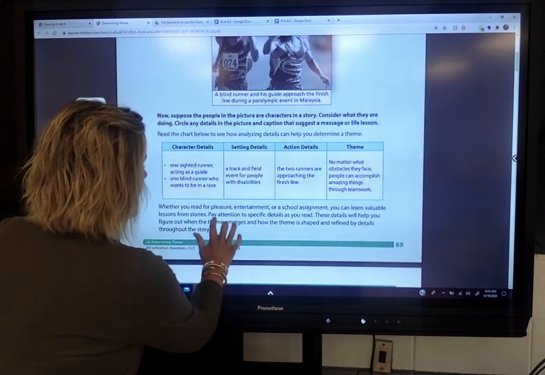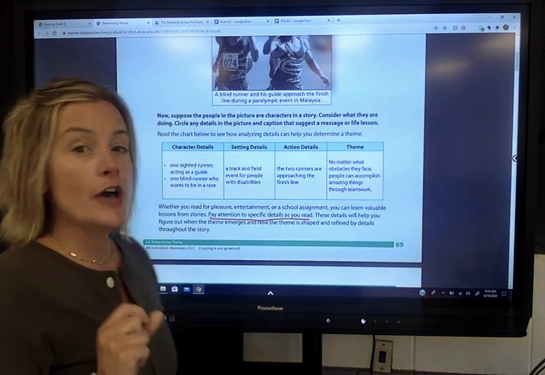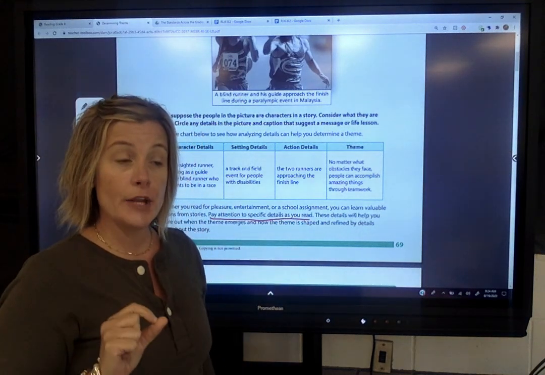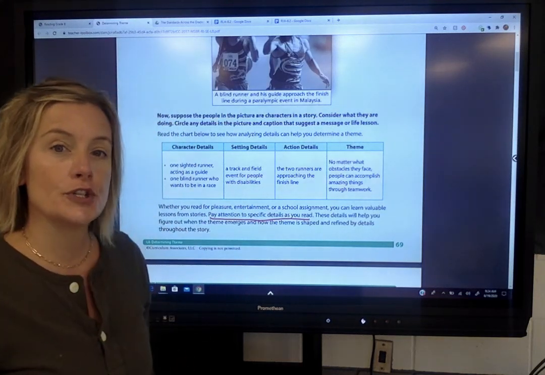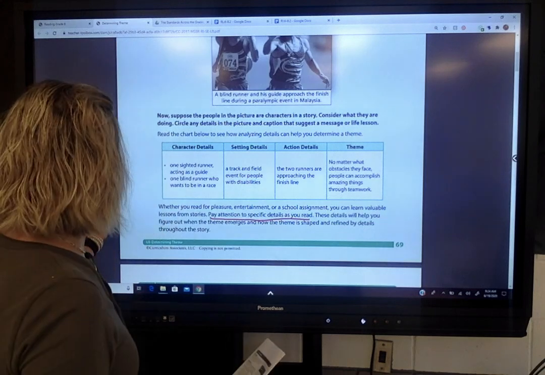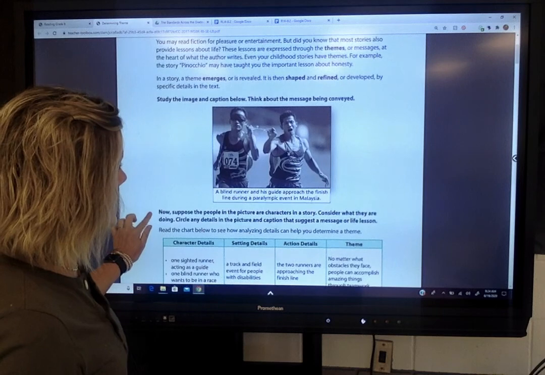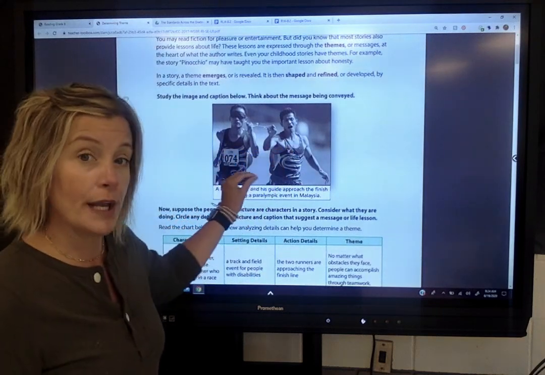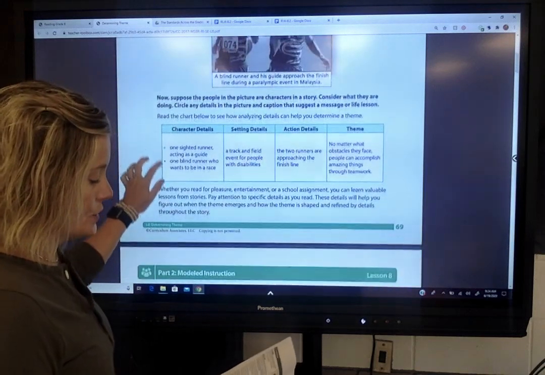You need to pay attention to specific details as you read. Those details as you read are going to help you figure out what the theme is and what the author is trying to tell us. Just like the details in this picture help us to figure out a theme. Through teamwork, you can accomplish anything. So let's go ahead and look at the story.